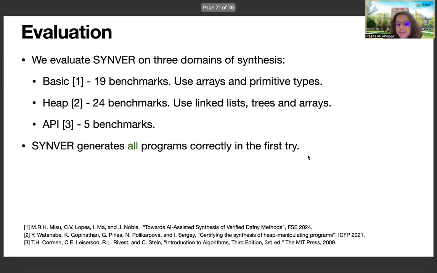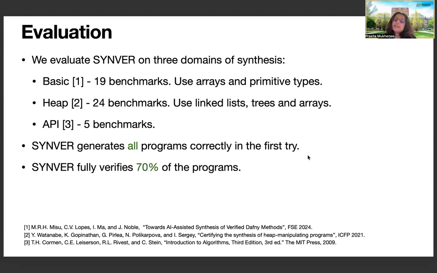To summarize, the generation phase performs 100%. That is, we don't need to reprompt at all. All the programs are generated correctly, biased correctly, at the first try. SYNVER also achieves a reasonable amount of success in proving. That is, the verifier does a good job, fully automatically verifying 70% of the programs. But it does need reprompting, but it does show promise in automatically verifying.